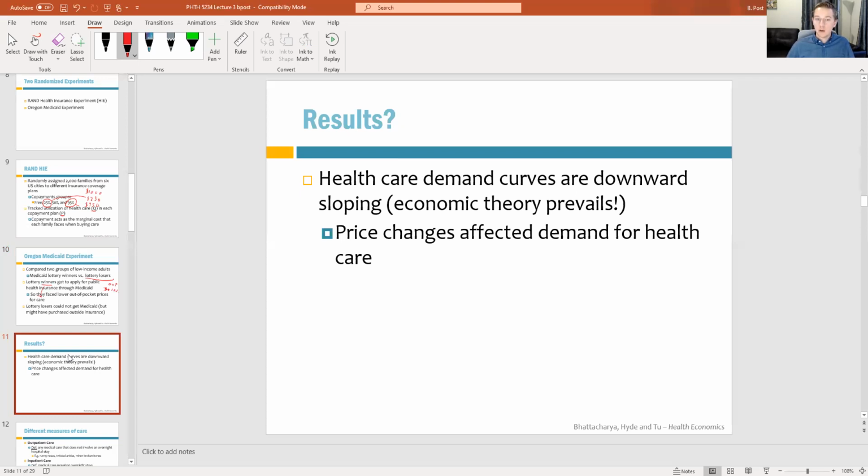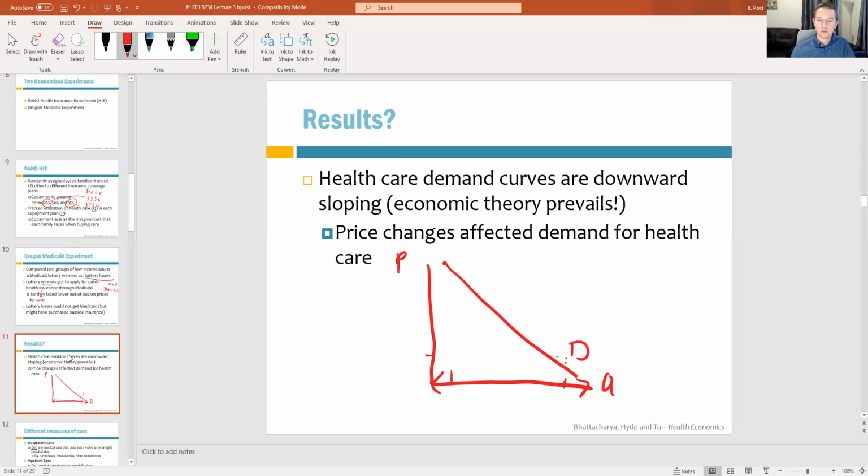So the economists found that was not the case. Price changes did, in fact, affect demand for healthcare. And of course, we know what that's going to look like. Quantity demanded for more of it, and quantity demanded for less, based on prices. High prices, low quantity demanded. Low prices, high quantity demanded. Bada bing, bada boom. The demand curve is downward sloping.